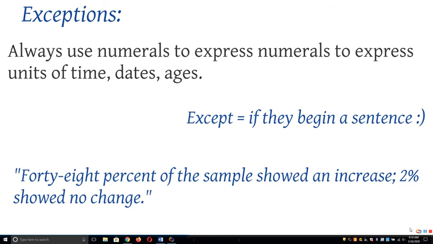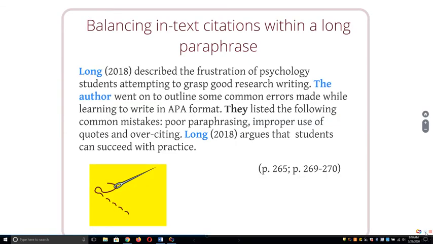One of the things we see students struggle with a lot is how to balance in-text citations within a long paraphrase. So if you're writing a paper, maybe you're doing a literature review, and you talk about one source throughout an entire paragraph. What we see students sometimes do is put a citation at the end, sometimes put it at the beginning, but there's more of an art to it.